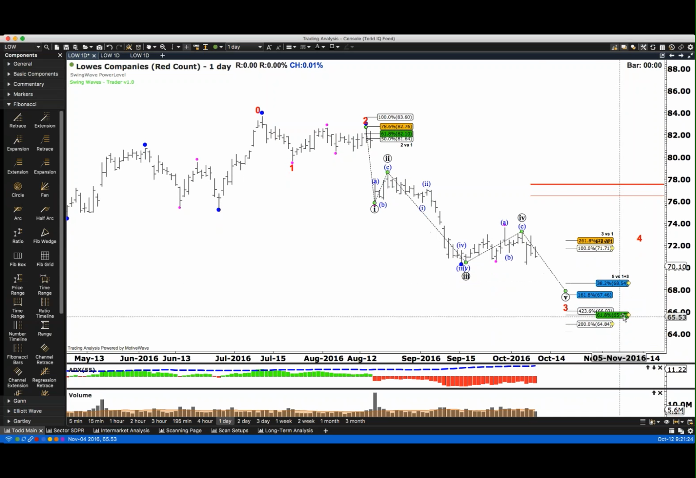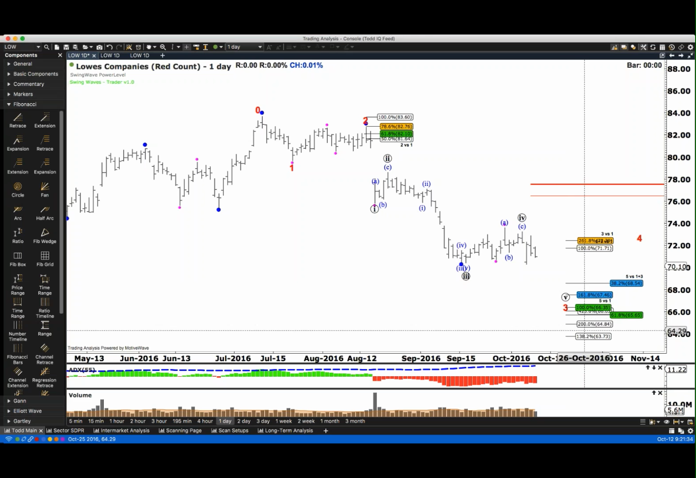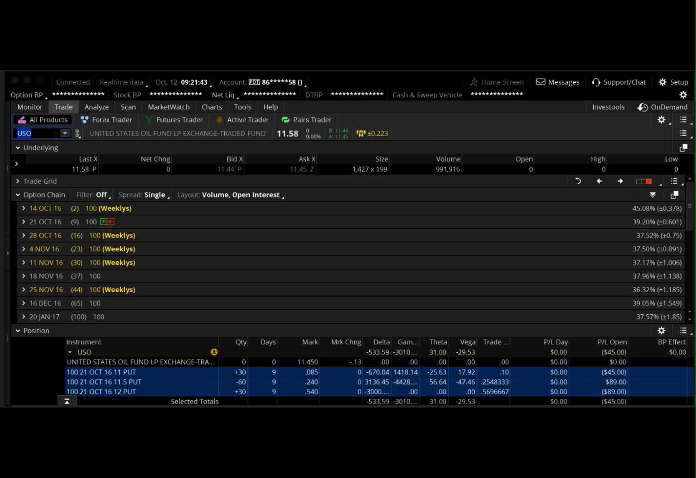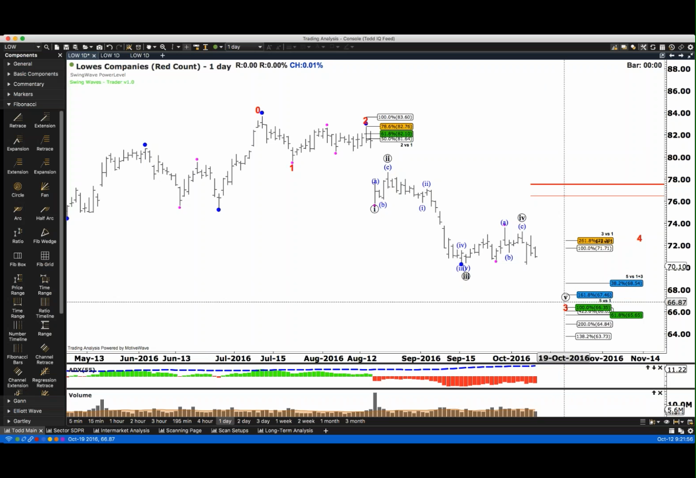I'll do one more wave 5 study, then ratio analysis. I'm just doing all the wave 5 studies. We should be able to get down in lows from 68 down to about 65. In Lowe's, what do we have working? We have the 70, 67 and a half put spread in the November monthlies. We're trying to get down to that 67 and a half short strike, and that's going to coincide with this fib support zone right around 67 and a half. So that trade's doing fine.